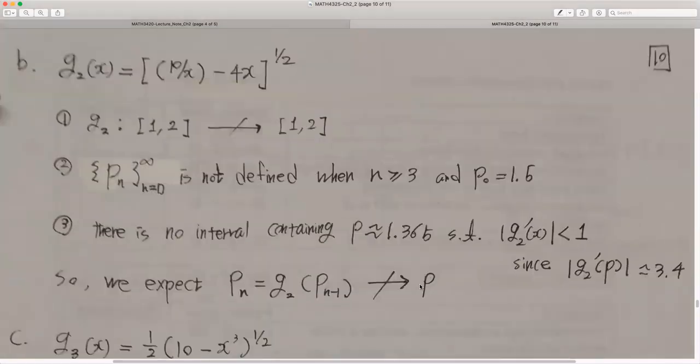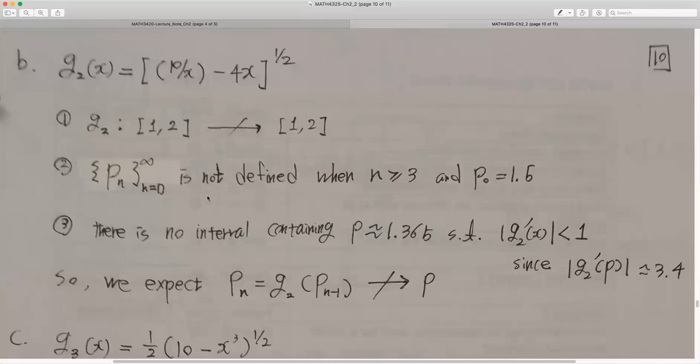Now for part B, the g2 defined like that. G2 also doesn't map the closed interval [1,2] to the closed interval [1,2]. So that sequence is not defined when n is greater than or equal to 3, and P0 is 1.5. So with that initial approximation and n greater than or equal to 3, that sequence is not defined. It means that P3 is what?